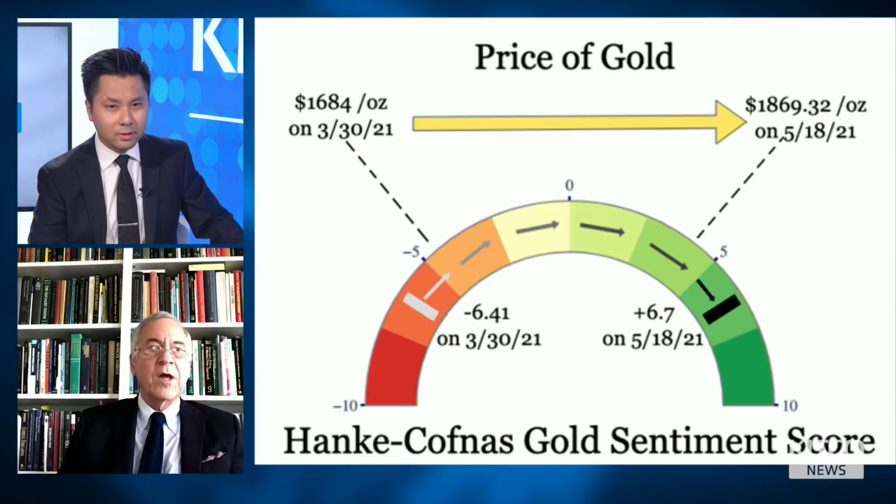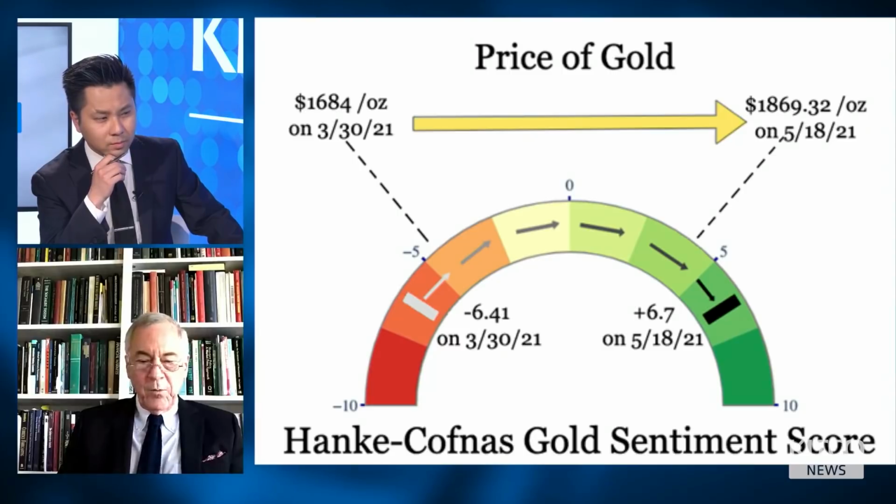Then we put it into this Hanke Gold Sentiment Index score, and this little dashboard that you've got up there is easy to understand. If you go back and look at what was going on from February until the end of March, all the news was very negative. And look at that negative score over on the left-hand side.